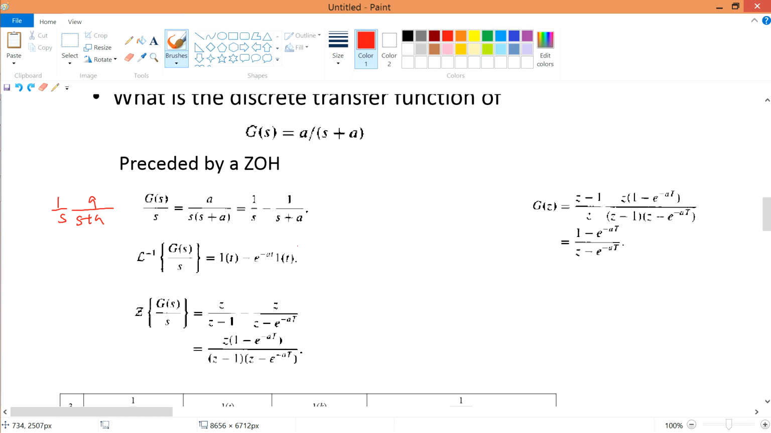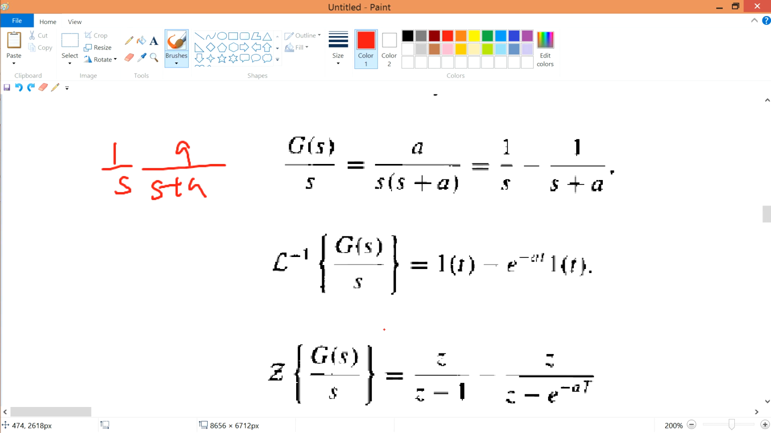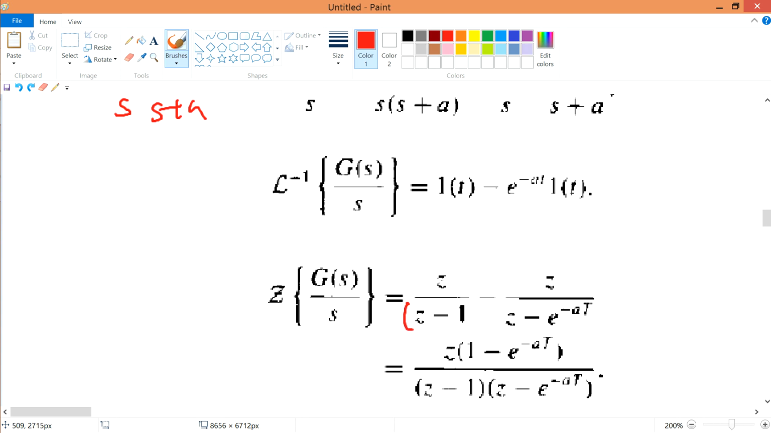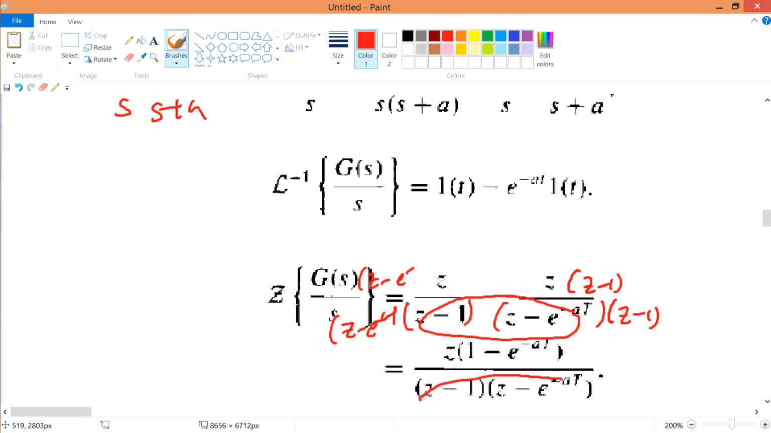Let's continue. So when you rearrange this thing, I'm not going to do that for you. It's just straightforward, you just sum them up together. Meaning I take this one, I multiply by its root, z minus e minus at, and take this one, I multiply by z minus 1. You get what I mean? So I'm trying to combine their denominators into one fraction over here like this.